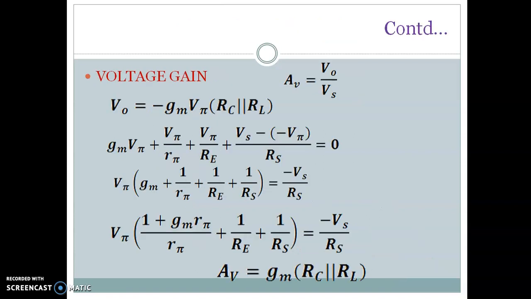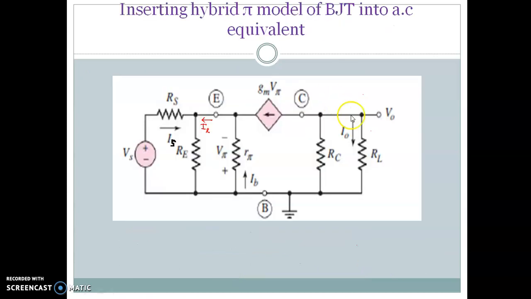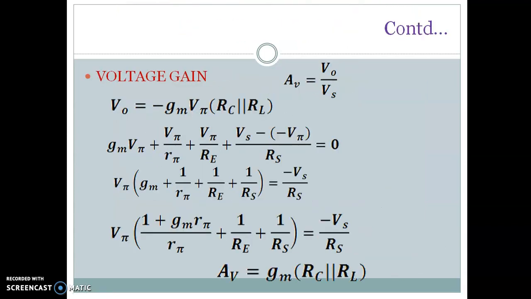Next, computing the voltage gain Av is equal to V0 by Vs, which is nothing but minus Gm V pi times RC parallel R pi. Okay, so V0 is the drop across this, so RC and R pi are in parallel. The current direction of I0 is taken like this, but it is this, that is your collector current, that is your Gm V pi. So therefore these two are the currents that are leaving the nodes, so therefore your I0 will be equal to minus IC. So it is minus Gm V pi times RC parallel R pi.